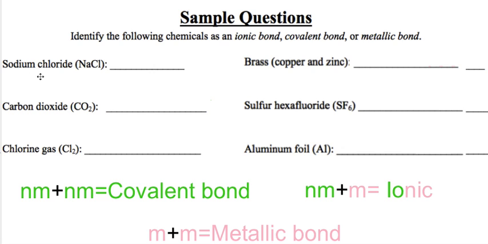So let's take a look at the first one. You have sodium and you have chlorine. So pause the video and determine if sodium is a metal or a nonmetal, and if chlorine is a metal or a nonmetal. And then come back and check.